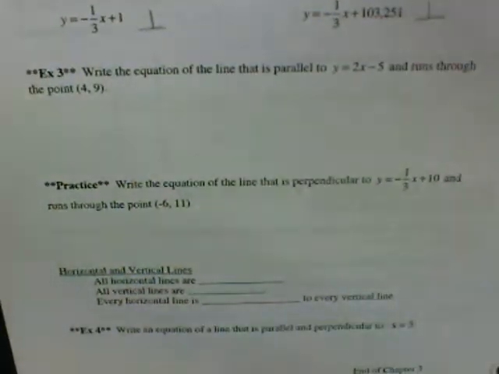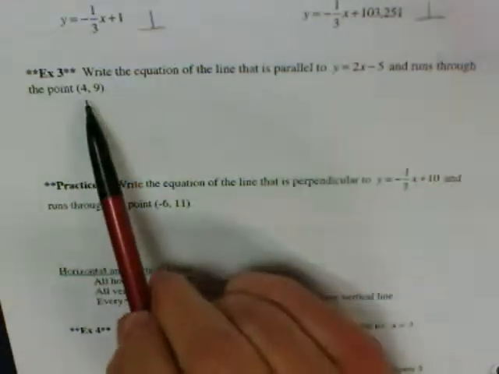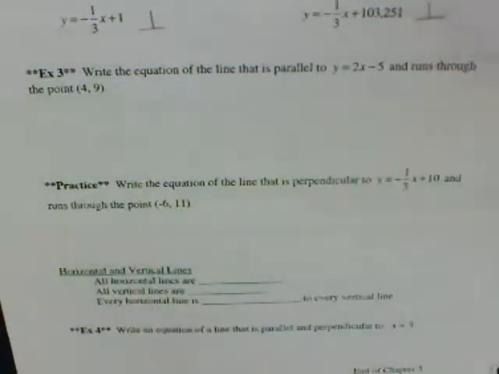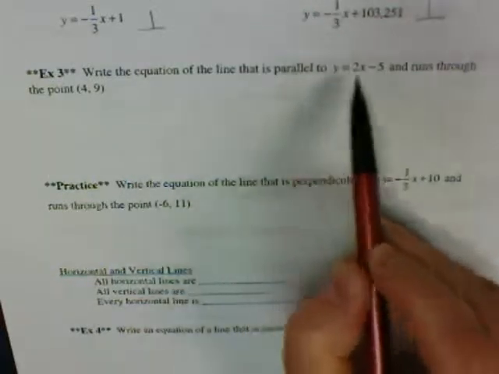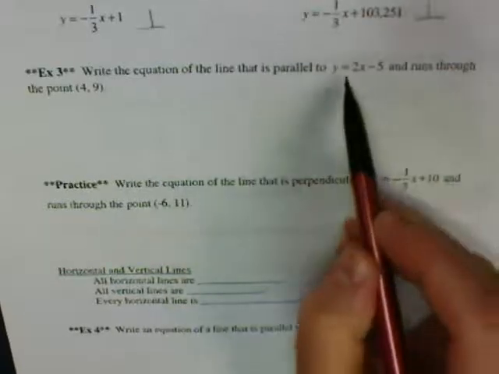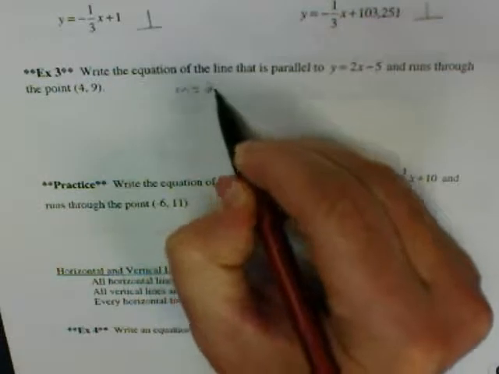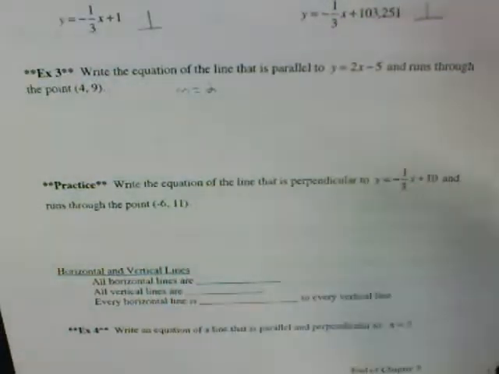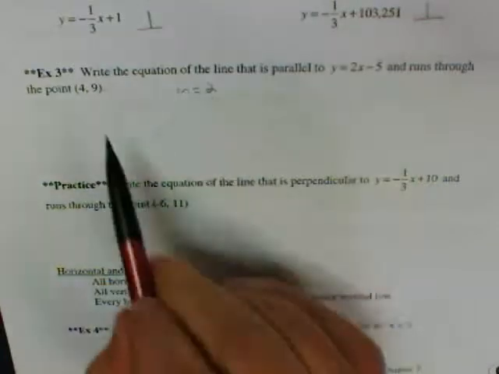Example 3 wants you to write an equation of a line that's going to be parallel to the original line, but also run through (4, 9). So you have two different things going on here. We're going to use this to figure out the slope, because if it's going to be parallel to this, they have to have the same slope. So this has a slope of 2, so we want a slope of 2 for our line. It also has to go through the point (4, 9). So here we have our slope, and there we have a point.